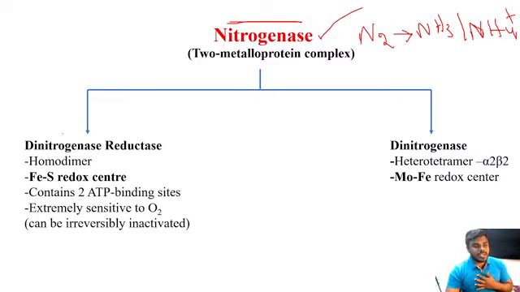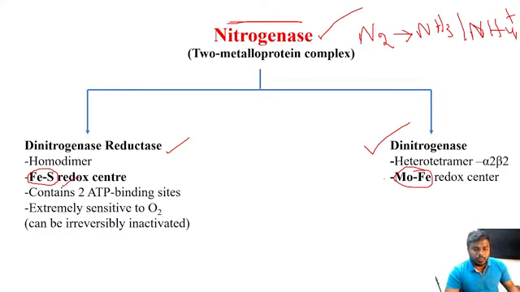The nitrogenase enzyme contains 2 subunits: dinitrogenase reductase and dinitrogenase. My friends, just remember it like this. Dinitrogenase contains an iron-sulfur redox center and a molybdenum-iron redox center. Just remember it like this.